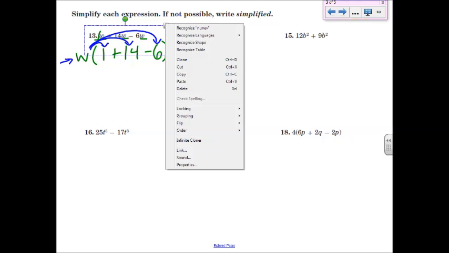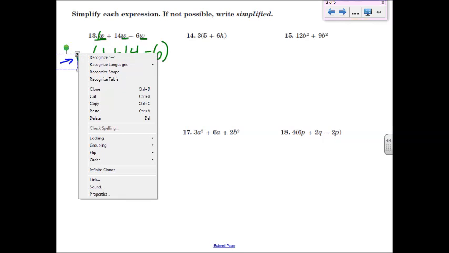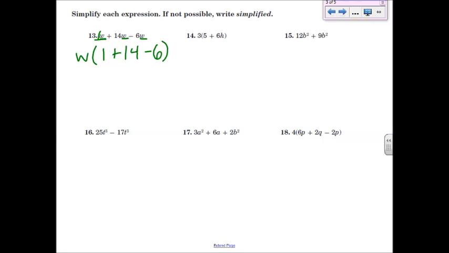So coming back to the problem at hand of simplifying this, we have to get rid of all of the common factors, which are the ones that have W's. So in here now, I can add 1 plus 14 is 15, minus 6 is 9. So I have W times 9, which then I would write as 9W.